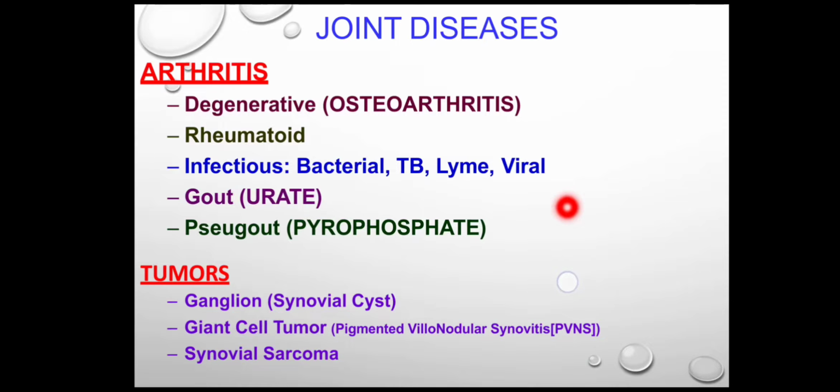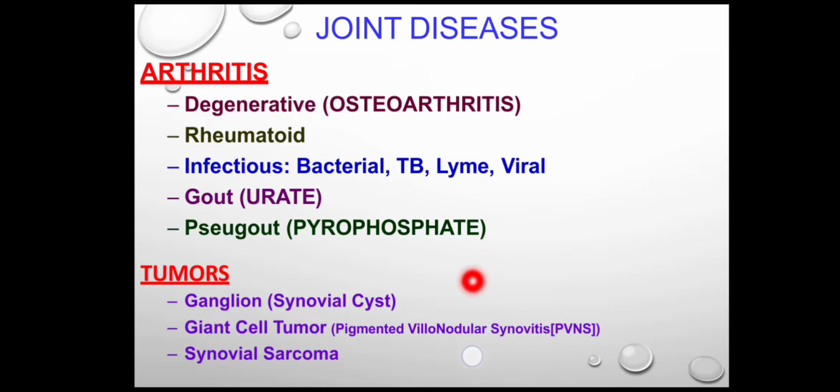Arthritis means inflammation of the joints. It can be due to degeneration of the cartilage, which is osteoarthritis. Then it might be due to autoimmune causes, which is rheumatoid arthritis. Infectious causes can also cause arthritis, because of bacterial infection, tubercular infection, Lyme disease, and viral diseases. Crystal-induced arthritis includes gout and pseudogout.